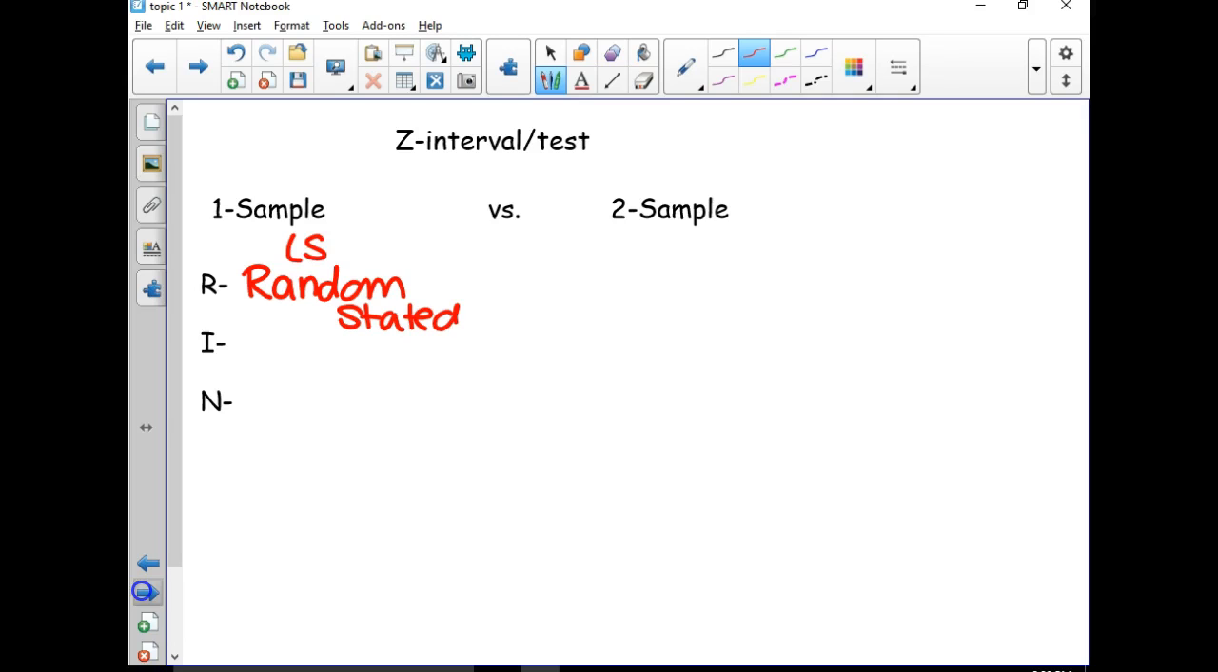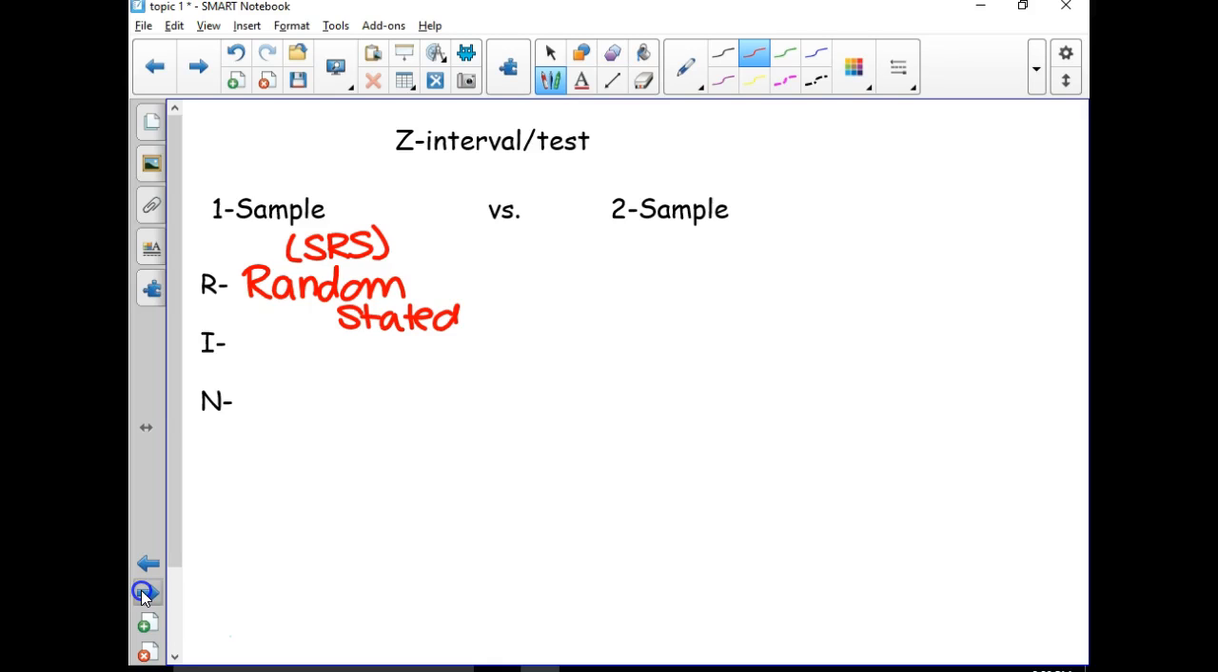Remember, a coin flip is random, rolling the dice is random, putting names in a hat is random. So any of those kind of things are ways to be random. If it doesn't state random, you can assume randomness. We can assume that they use some kind of random way to put them in the groups. I can say, well, what if, what if, what if?